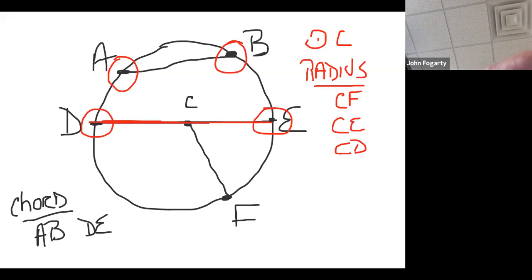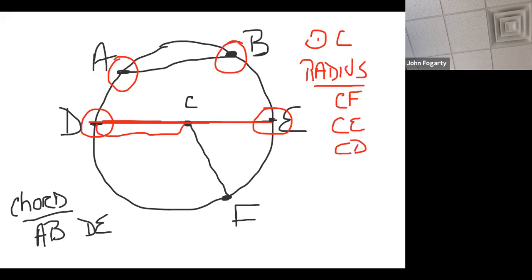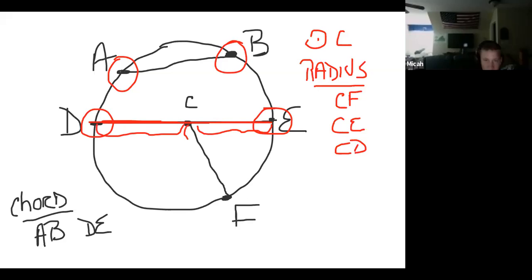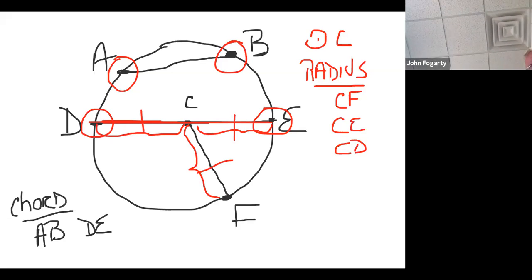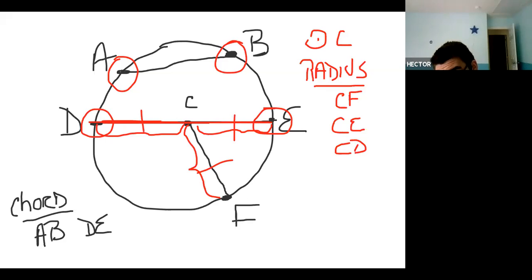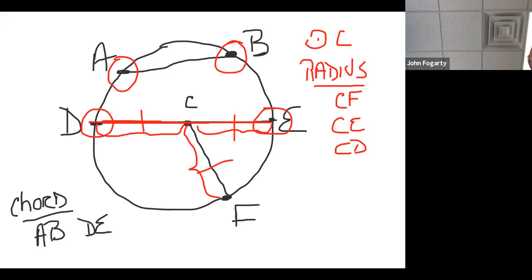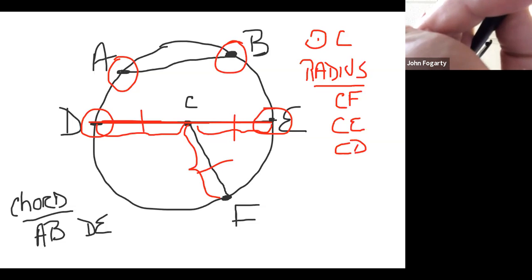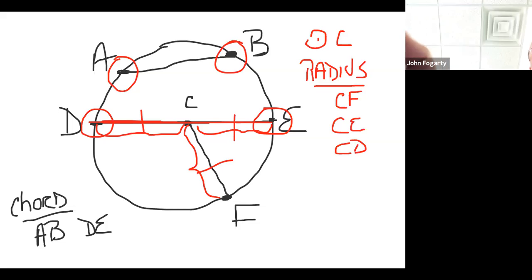What do you know about the measure of this and this? They're the same. Why? Because they're all radii. Does that make sense? Yes. All right. Everybody got that? Everybody clear with that? Yes, sir. You all right there, Buchanan? Buchanan, you all right? Hello? All righty. Comprende?